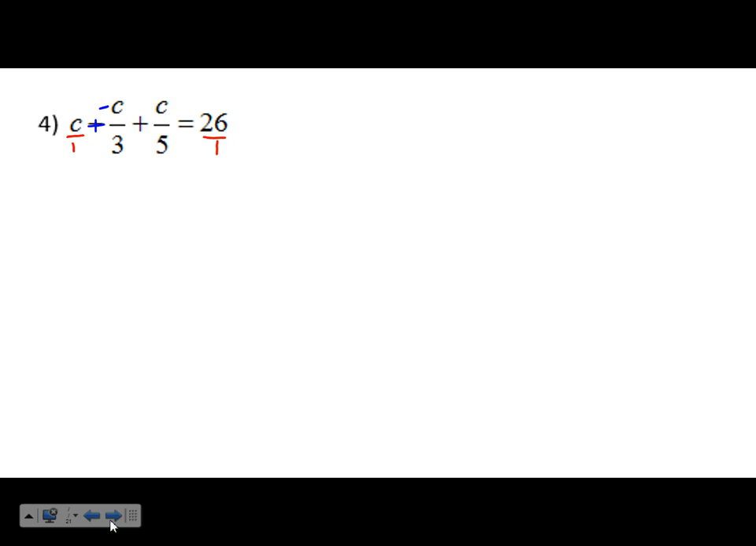So to get 15 in our denominator, I have to multiply the top and the bottom by 15 over here. This one I have to multiply by 5, top and bottom. Let me use a different color so we don't get confused here.